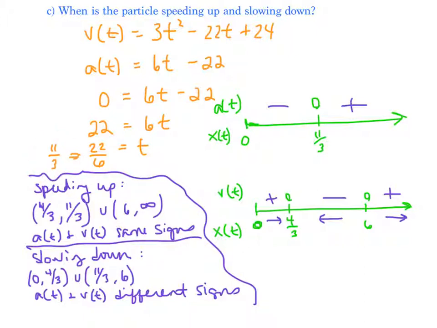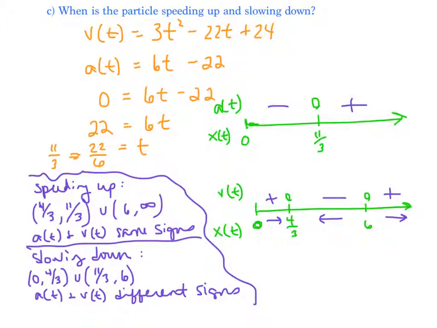All right, then I went ahead and set up my acceleration sign chart, starting at 0, having an arrow to the right, and putting 11/3 in the middle. Okay, so when I plugged in a number between 0 and 11/3, into the acceleration function, I got a negative value. When I plugged in a number bigger than 11/3, I got a positive outcome, so I marked that with a positive.